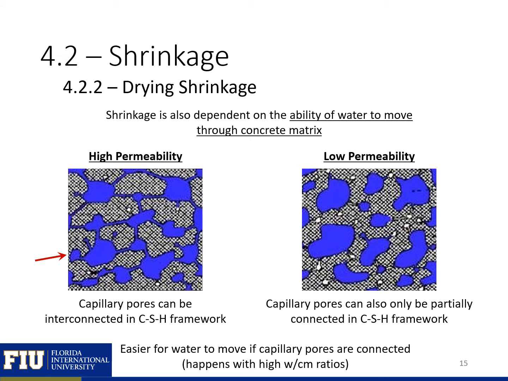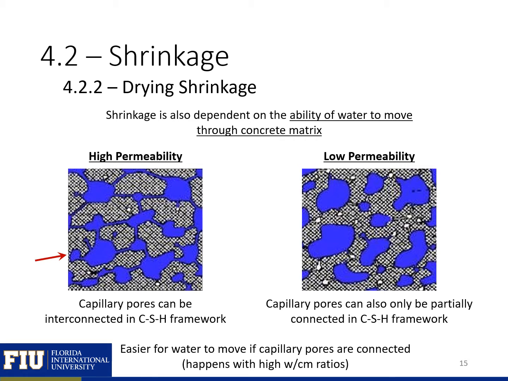Shrinkage is also going to be dependent on the ability of the water to move through the concrete matrix. A high permeability concrete will have capillary pores that can be interconnected within the CSH framework. In this concrete, it's really easy for water to move through the concrete and to the environment. In a low permeability concrete, our capillary pores are not connected or only partially connected in the CSH framework. In this case, it's harder for the pore water to move throughout the concrete and to the environment.